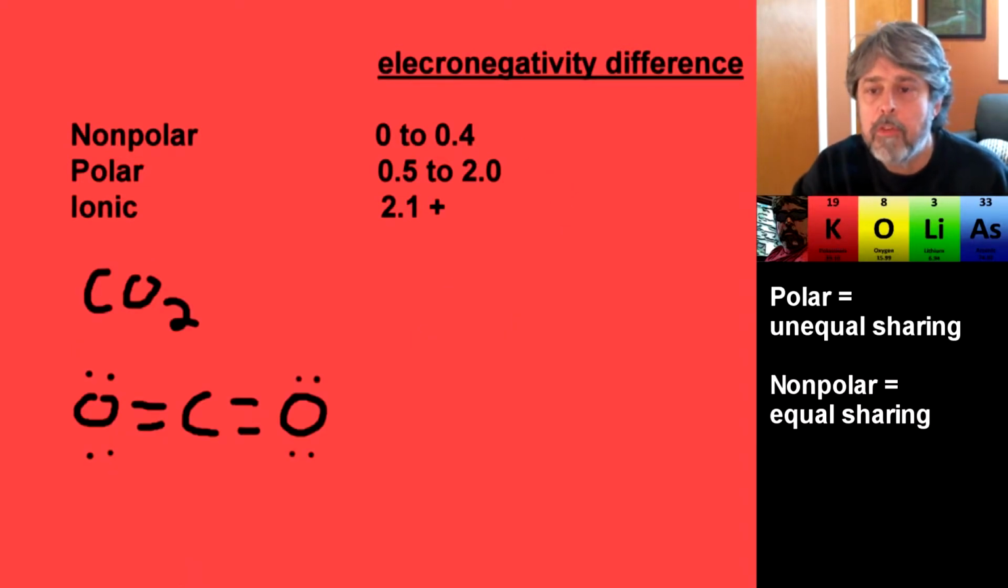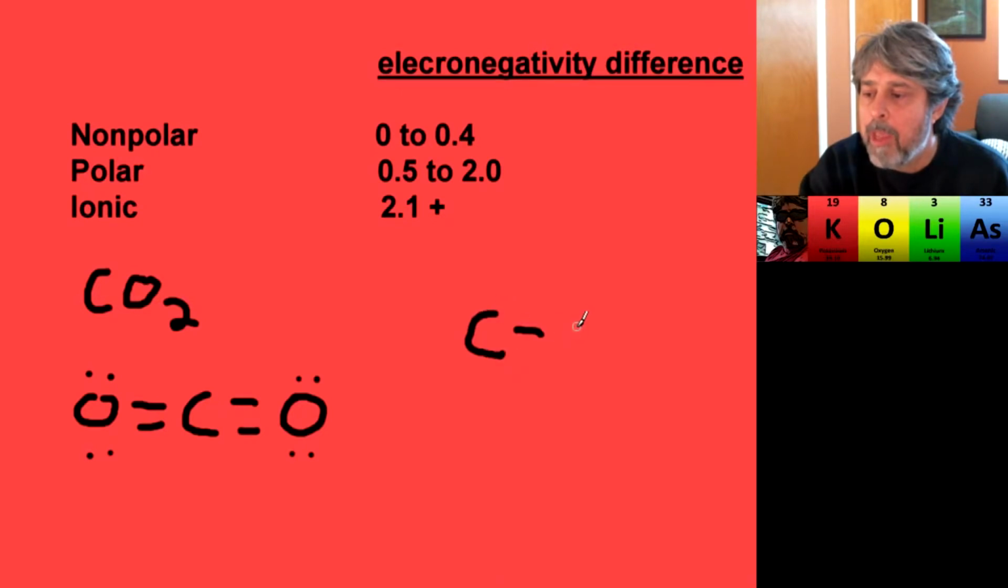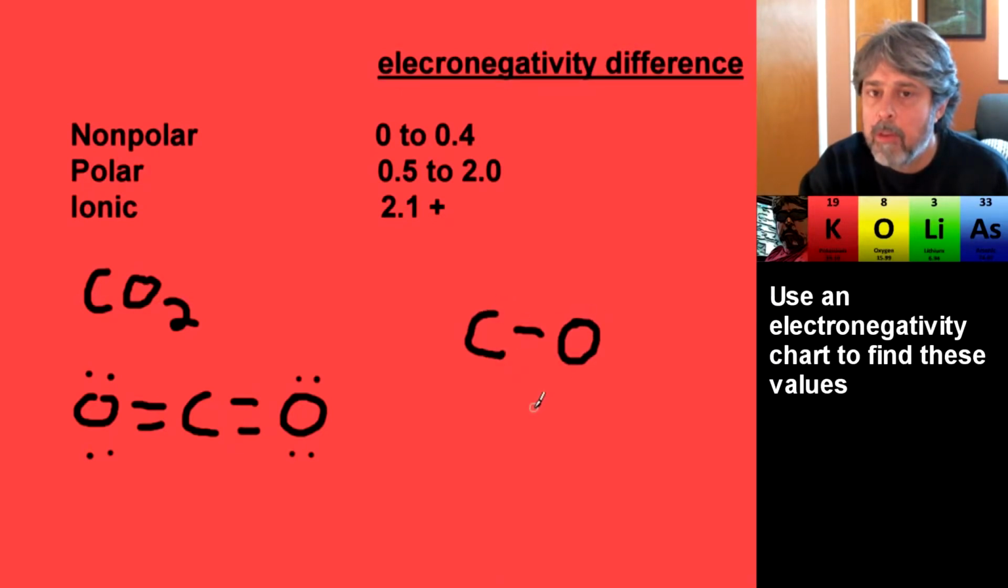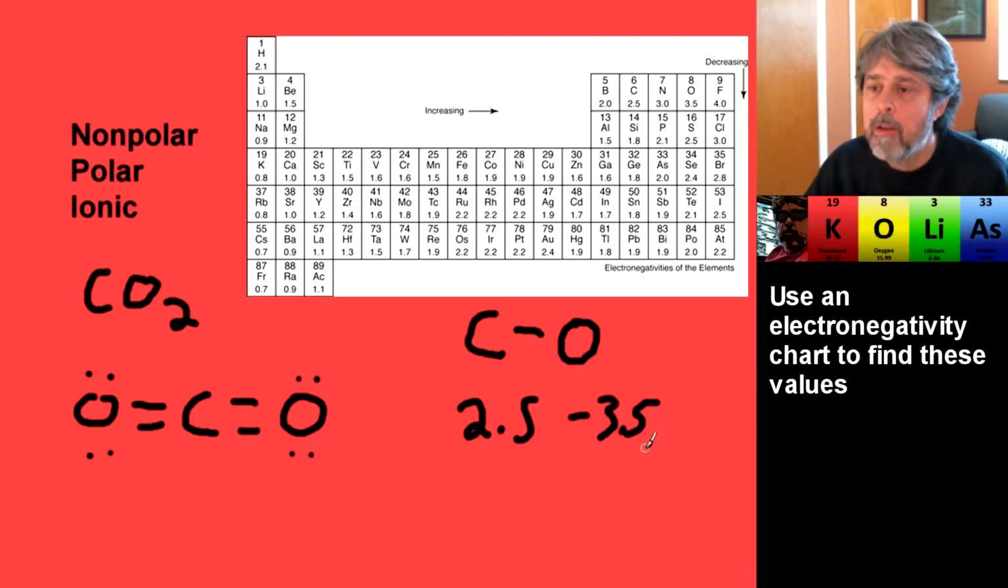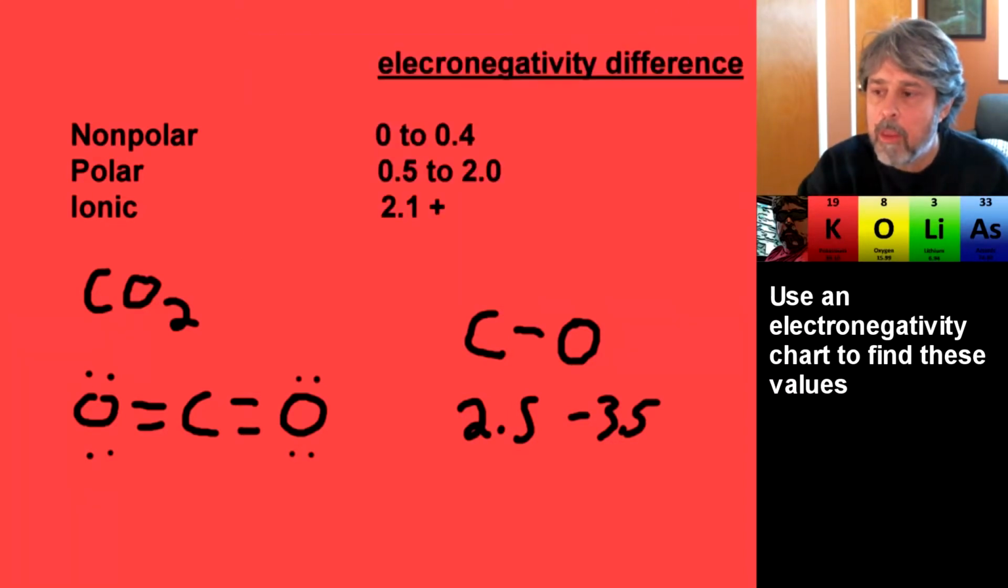Okay, so here let's do carbon dioxide. Here's the structure for it. Here's the CO2. Okay, so we're just going to do the bonds here. So we have a CO bond. It doesn't matter that it's a double bond. All right, so it's just a CO bond. C's are 2.5. Oxygens are 3.5. If we look on the chart, we're going to take the difference.